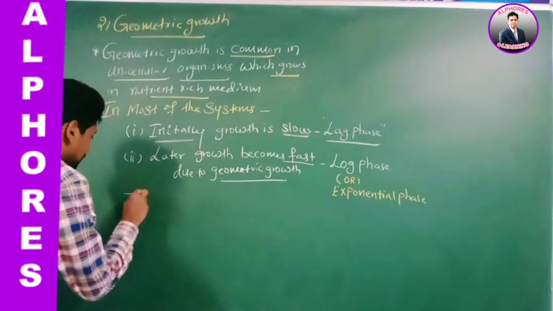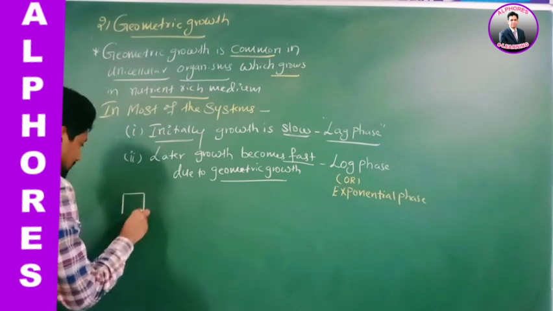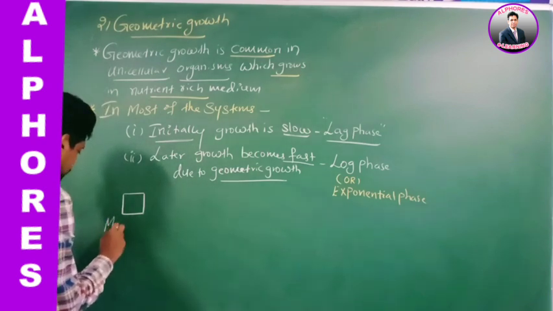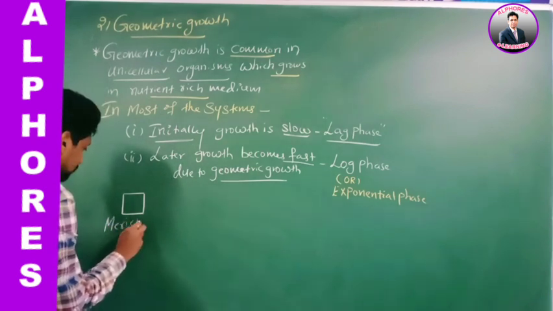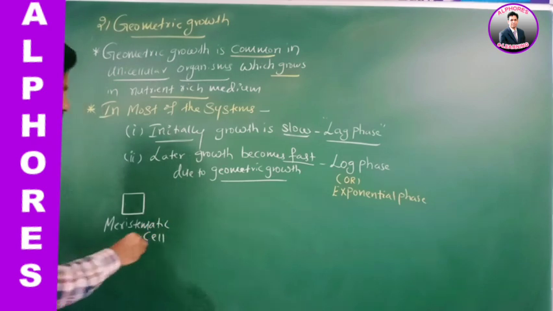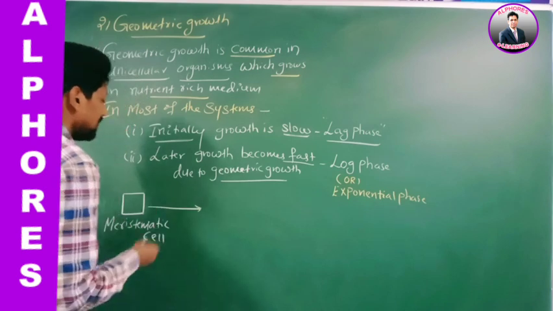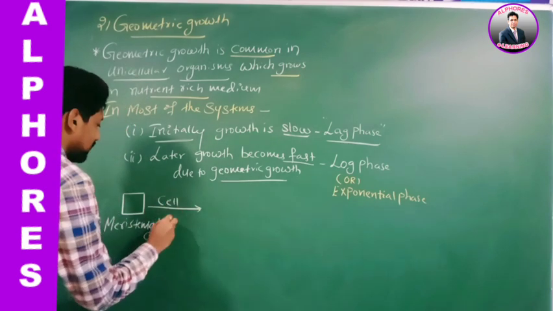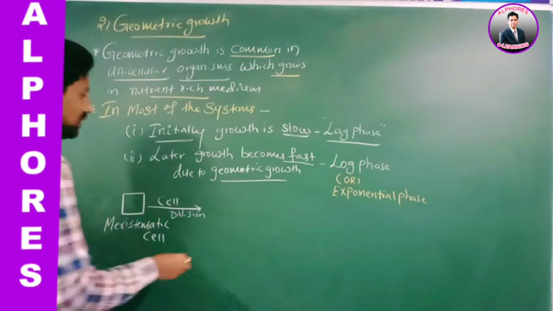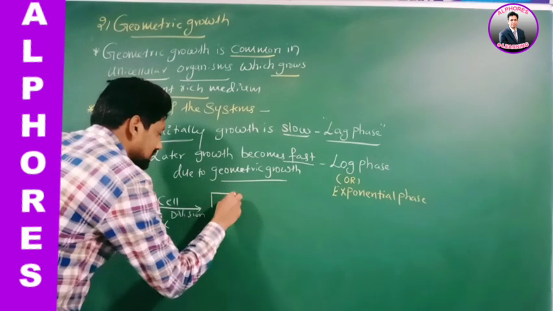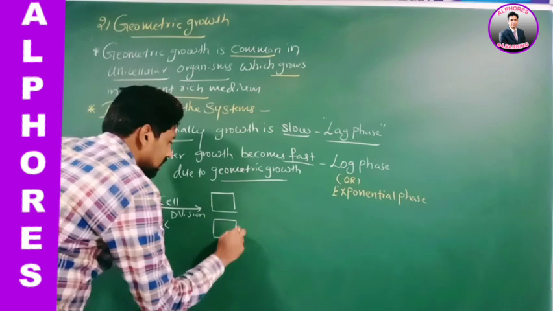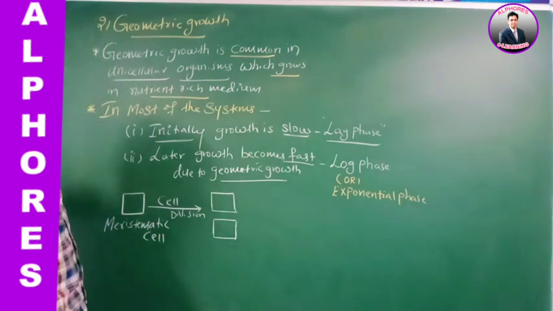Now, listen here. Here I am taking one meristematic cell. Meristematic cell means it can divide. A meristematic cell undergoes which division? Mitotic division. Due to mitosis, how many daughter cells are obtained? 2 daughter cells are obtained.